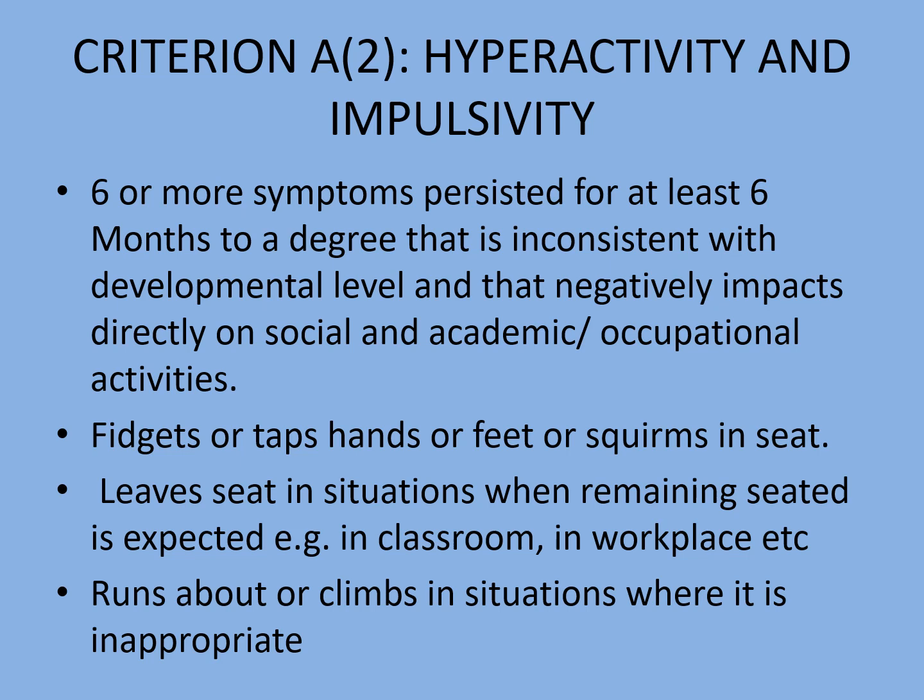Criteria A2, which includes hyperactivity and impulsivity as symptoms. So this also requires 6 or more symptoms persisting for at least 6 months, which includes: the child or the patient is fidgety, taps hands or feet frequently, or squirms in the seat. Leaves seat in situations where remaining seated is expected. Example, in classroom, in workplace, etc. Runs about or climbs in situations where it is inappropriate.